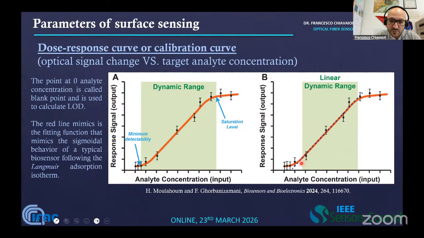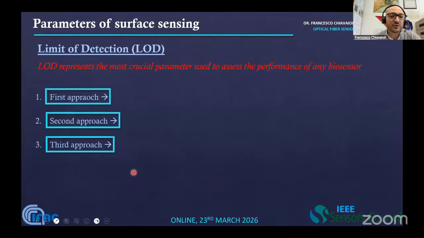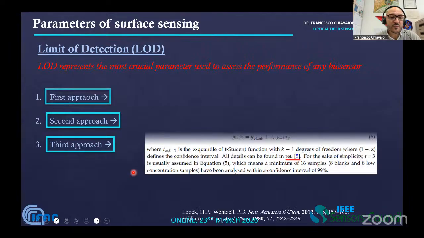Usually in the central part, when this response is linear, we have the dynamic linear range. And from this, we can retrieve generic parameters, not only the saturation level, the minimum detectability, and also the limit of detection. Since the limit of detection is the most important parameter in chemical sensing and biosensing, there are in the literature different definitions and different approaches to retrieve and calculate this parameter.